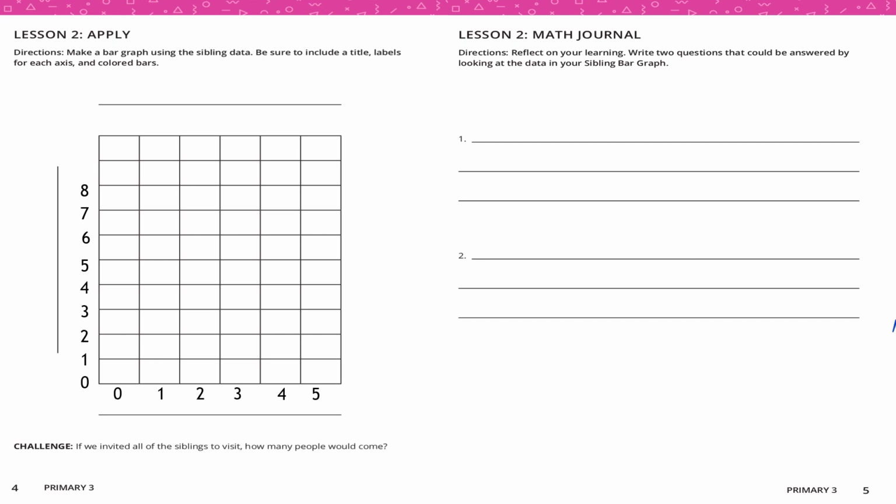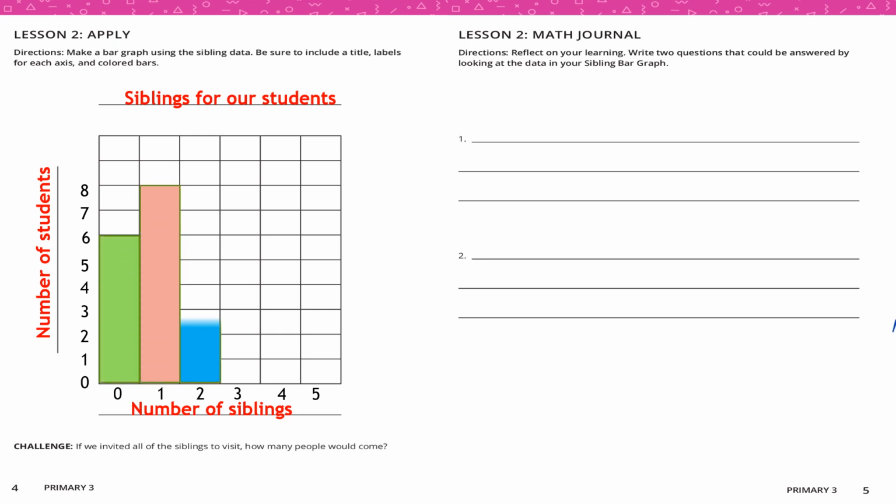Let's apply our sibling data to make our bar graph. First, we will write the title. Our title is about siblings of our students. And let's give a label for the vertical axis, which is number of students. And in the horizontal axis, we have number of siblings: 0 siblings, 1 sibling, 2 siblings, and so on. Let's apply our data. Yes, okay.